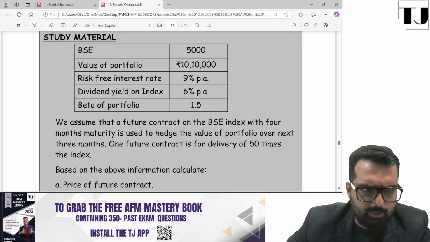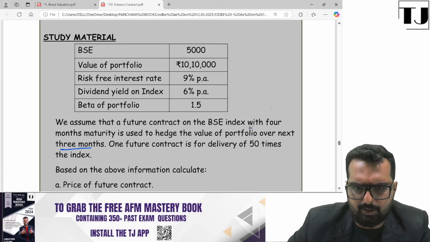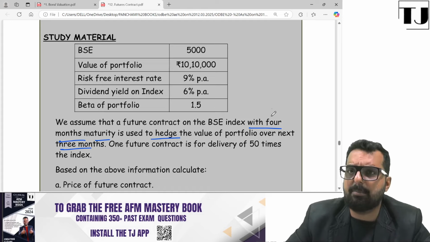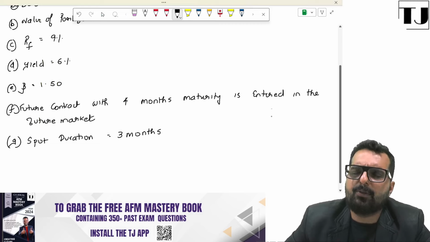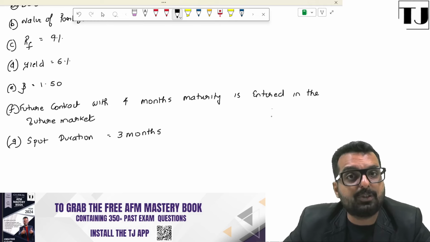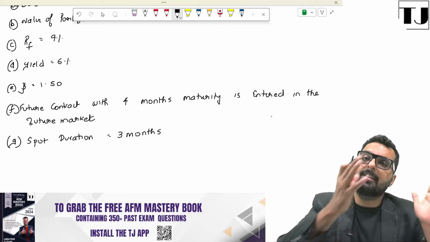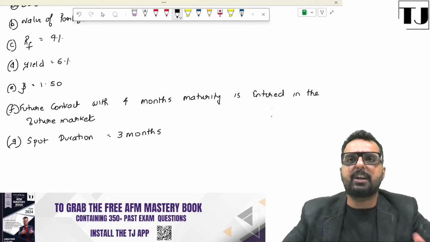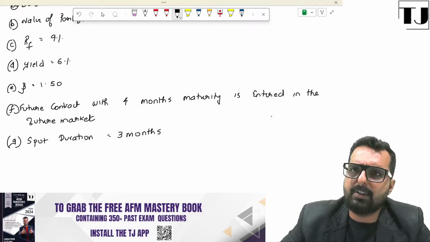I'll just show it to you. Wait. They have told over the next 3 months, okay, with 4 months maturity to hedge over the next 3 months. Everybody clear with this part? So here the problem is that normally if you are entering for 3 months in the spot market, you enter for 3 months in the future market. But in this question, you have entered for 3 months in the spot, 4 months in the future, because of which there is a deviation in the entire answers and the calculation. I hope everybody is clear with this part now.